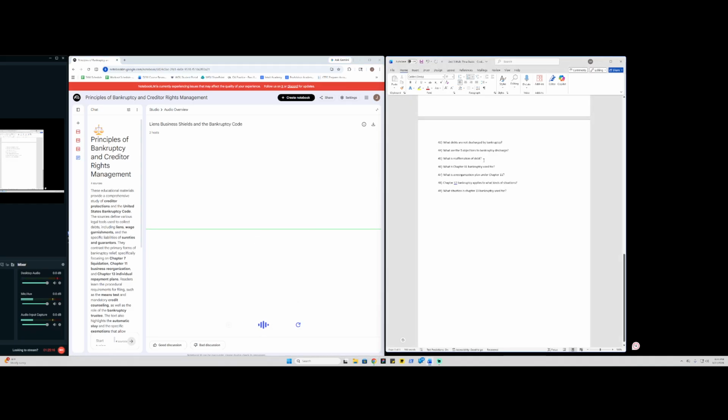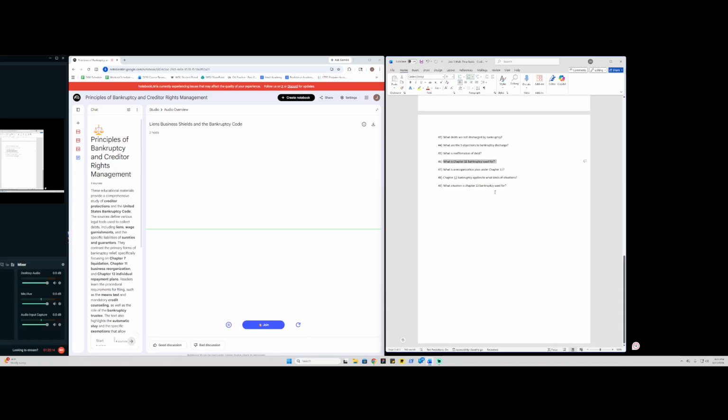And what is the reaffirmation of debt? That is a critical question about what happens after the bankruptcy is filed. You are asking about the reaffirmation of debt. Okay, let's unpack this. Reaffirmation is taking back a debt. It's a formal agreement you enter into during bankruptcy. You essentially agree to pay a debt that you could have discharged.